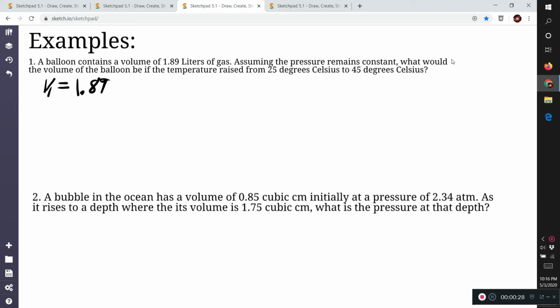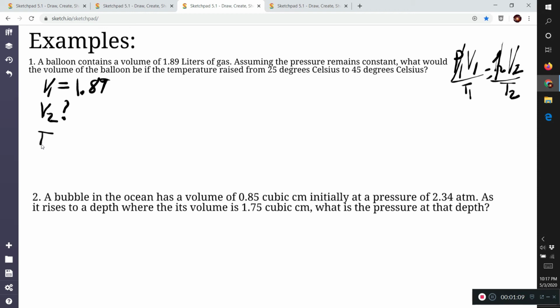When we go to use our formula, P1V1 over T1 equals P2V2 over T2. That's a terrible P. Pretend like it's good. If we're at a constant pressure, we're going to eliminate pressure from both sides of our equation. What would the volume of the balloon be? So we're looking for V2. That's the thing we don't know. If the temperature is raised from 25 degrees Celsius to 45 degrees Celsius.